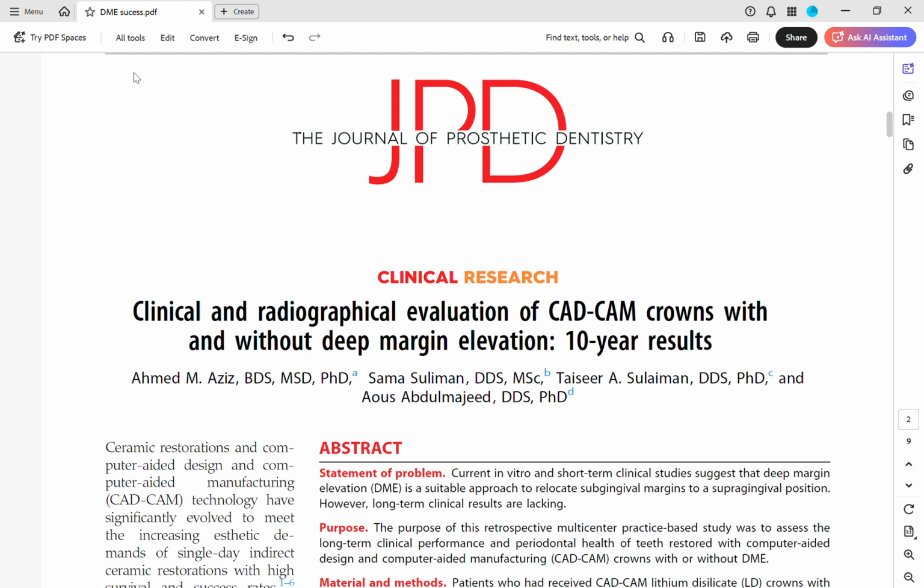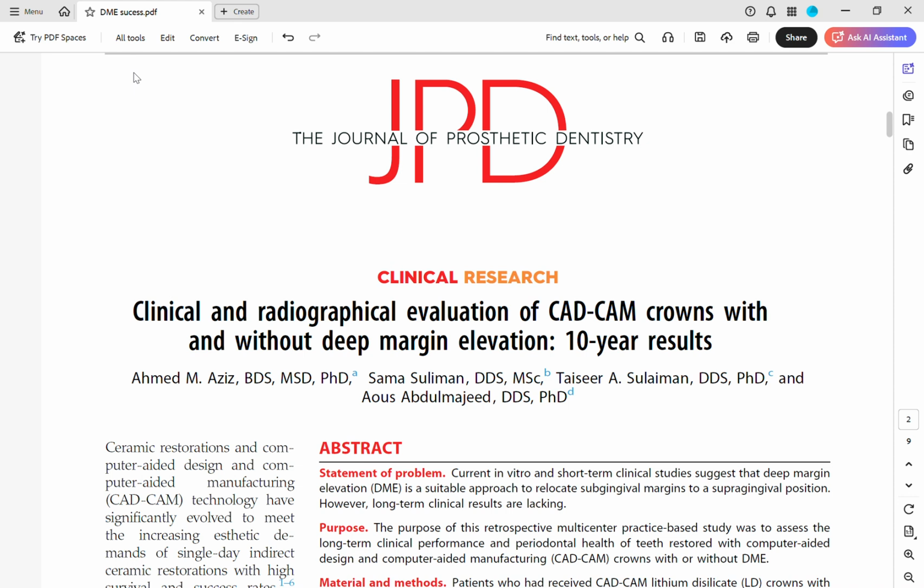So today's article has the title Clinical and Radiographical Evaluation of CAD-CAM Crowns with and without Deep Margin Elevation, 10-year result. It was published in the Journal of Prosthetic Dentistry by Ahmed Aziz in 2024. The aim of this study is to assess the clinical performance and periodontal health of teeth that receive lithium disilicate crowns with and without margin elevation.